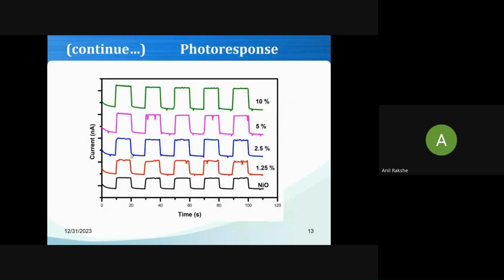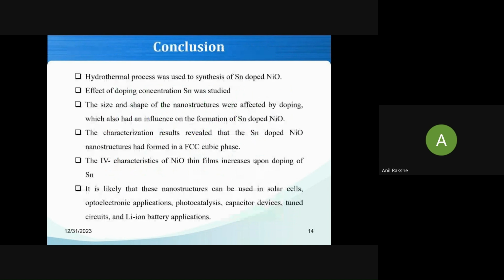These are the photo responses being recorded by the current and time curve. So this is again the photo responses for nickel oxide and the different concentrations of the tin doped nickel oxide nanostructures. The conclusion of my work is that the hydrothermal process was used to synthesize the tin doped nickel oxide nanostructures.